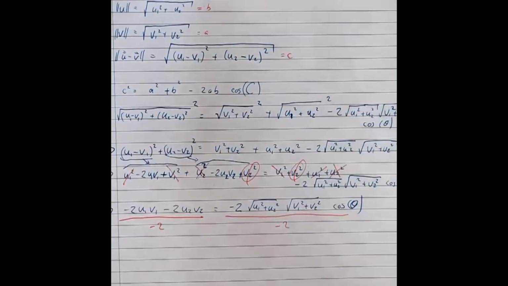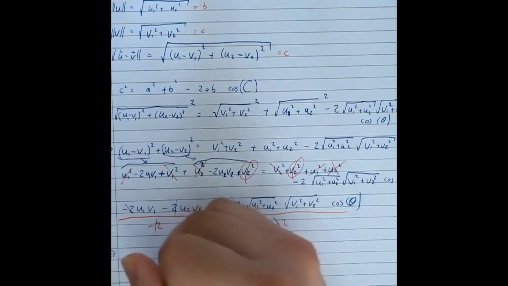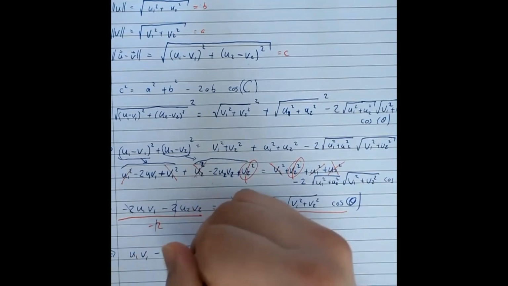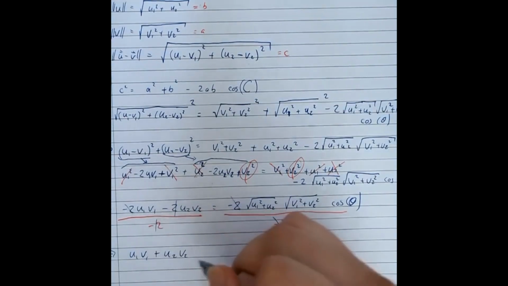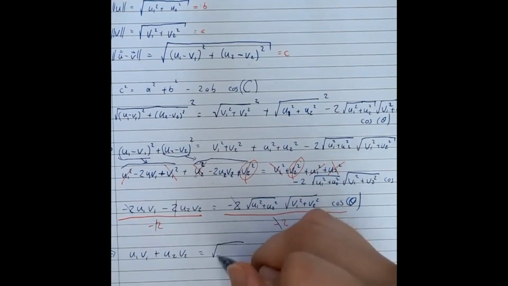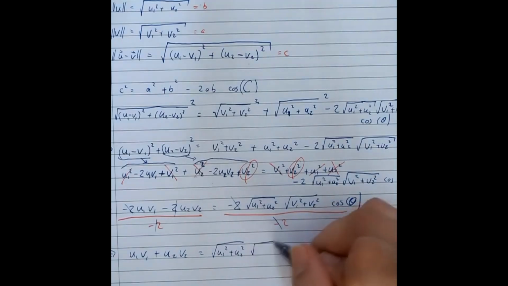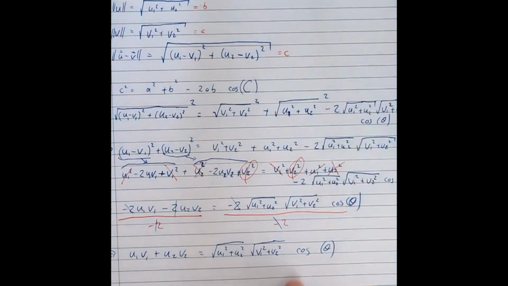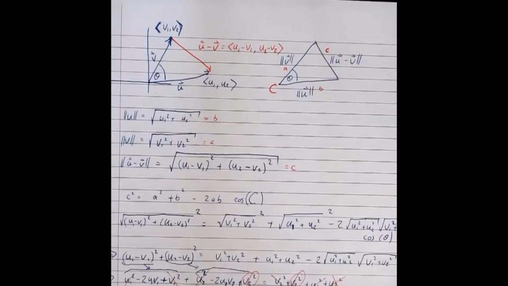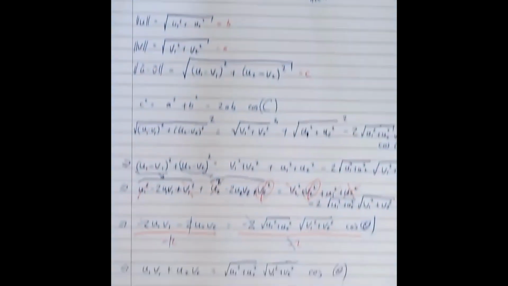And this gives us, well, all the negative 2's go away. And this gives us u1 v1 minus, double negative makes that a plus, so plus u2 v2 is equal to the square root of u1 squared plus u2 squared times the square root of v1 squared plus v2 squared, cosine of the angle theta. But remember, theta is the thing we're looking for. Going back up to this problem, that's the angle that we're trying to find. We're trying to find the angle between those two vectors.